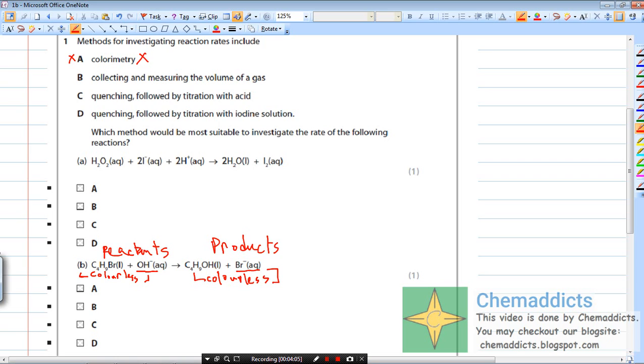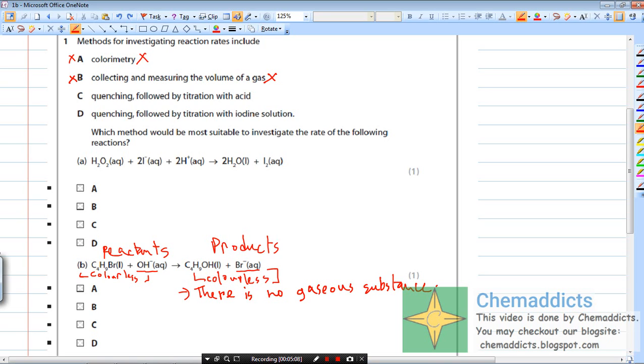Let's move on to option B. As you can see, there is no gaseous substance present in the reactants or the products, so we can't measure the volume of a gas. The hydroxide is aqueous and the bromoalkane is a liquid, so there is no gaseous substance. For this reason we can't investigate the rate by this method, so this method is also cancelled.